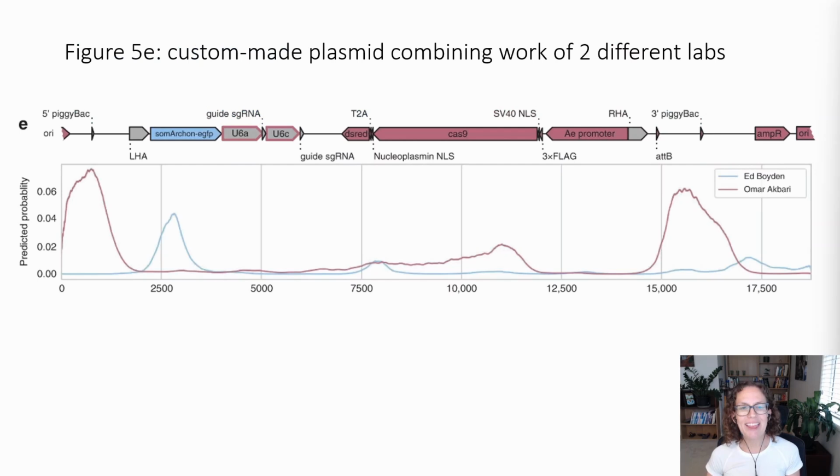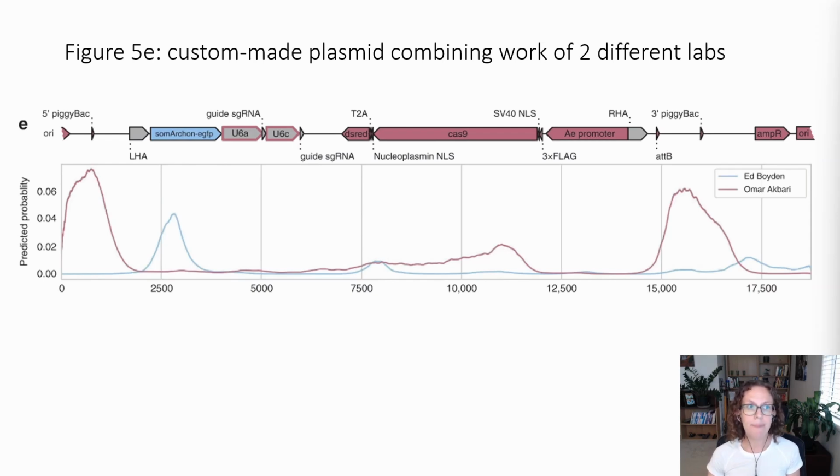In Figure 5E, they custom made a plasmid combining the work of two different labs. They took plasmids from Ed Boyden and Omar Akbari's labs, combined aspects of both, and showed the probabilities. You can imagine it sliding a window over the whole plasmid and giving the prediction at different points. Overall, the algorithm gave a higher probability to Omar Akbari, but there were points where it thought it was most likely from Ed Boyden.